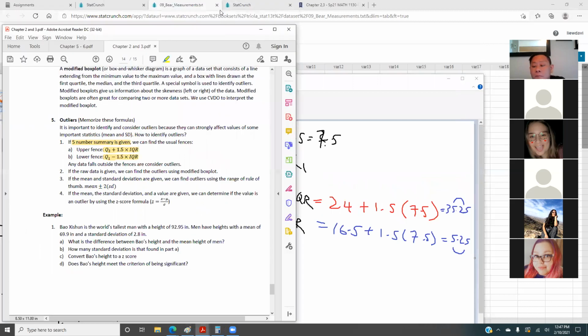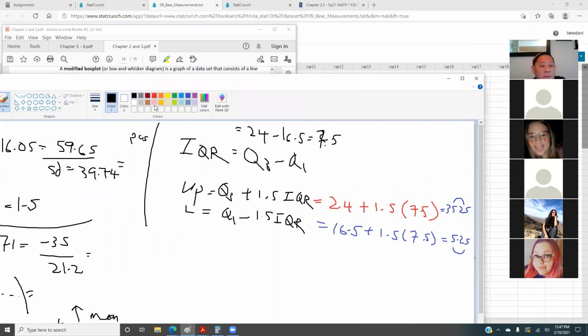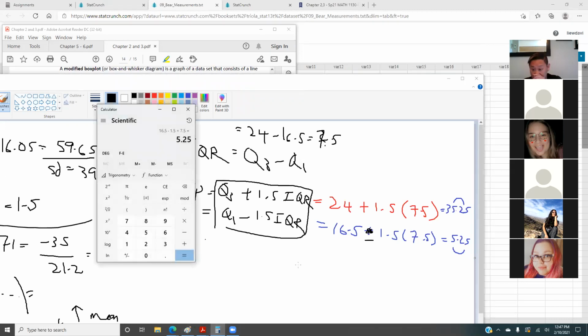I got 27.75 for... Oh, sorry, this is minus. Sorry, this is not plus. It's okay. Sorry about that. So it's a formula. Make sure that if your formula is wrong, then all these numbers are wrong. So this is 35.25 and 5.25.